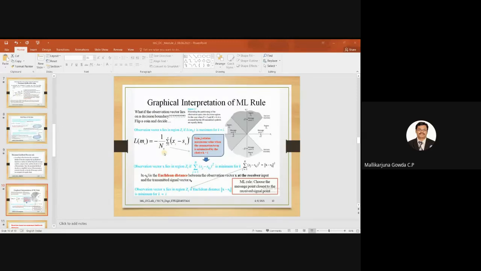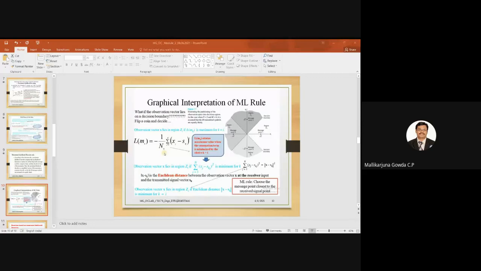So what I do here is, I hope you are able to see this diagram, the signal cancellation diagram. This is the phi 1 axis and this is the phi 2 axis. Here I have divided this into different regions with the decision boundaries. I took two decision boundaries. This is one decision boundary and this is another decision boundary.